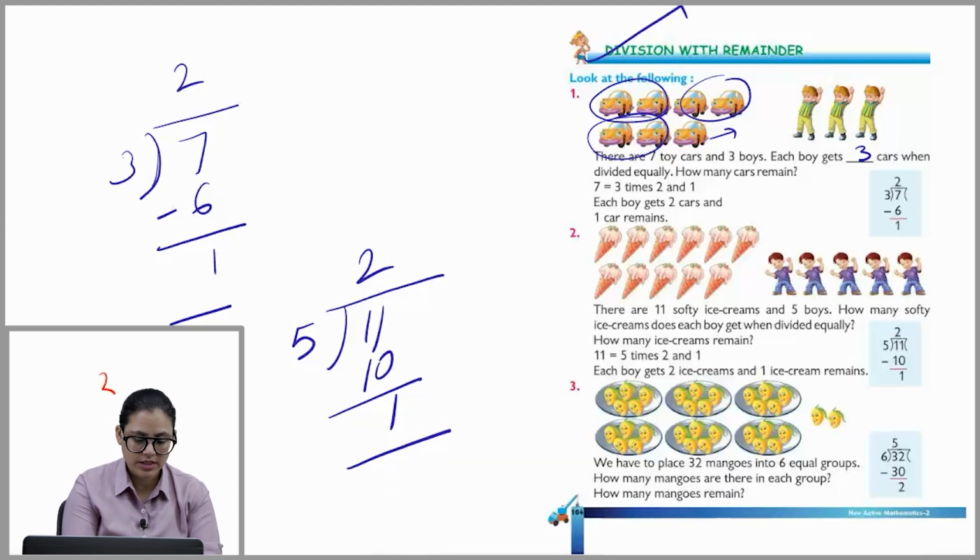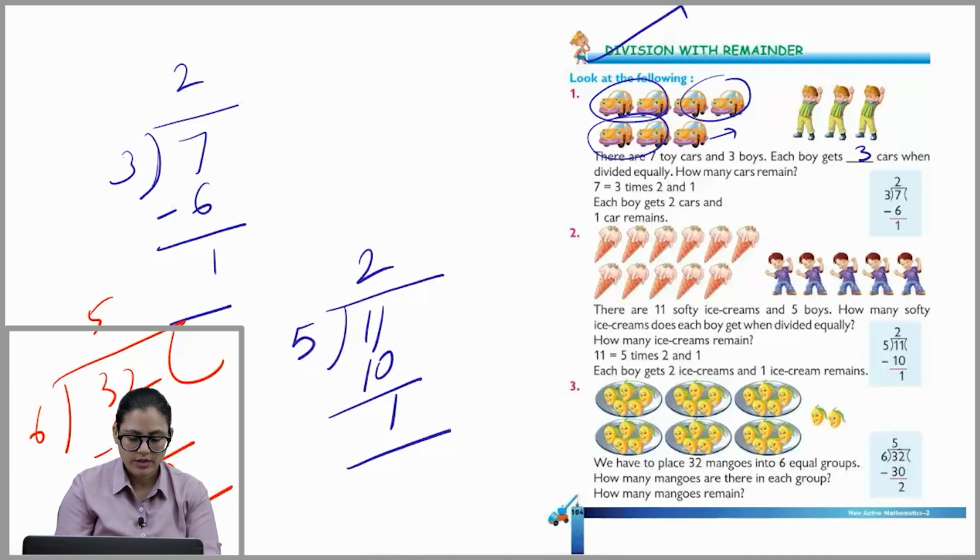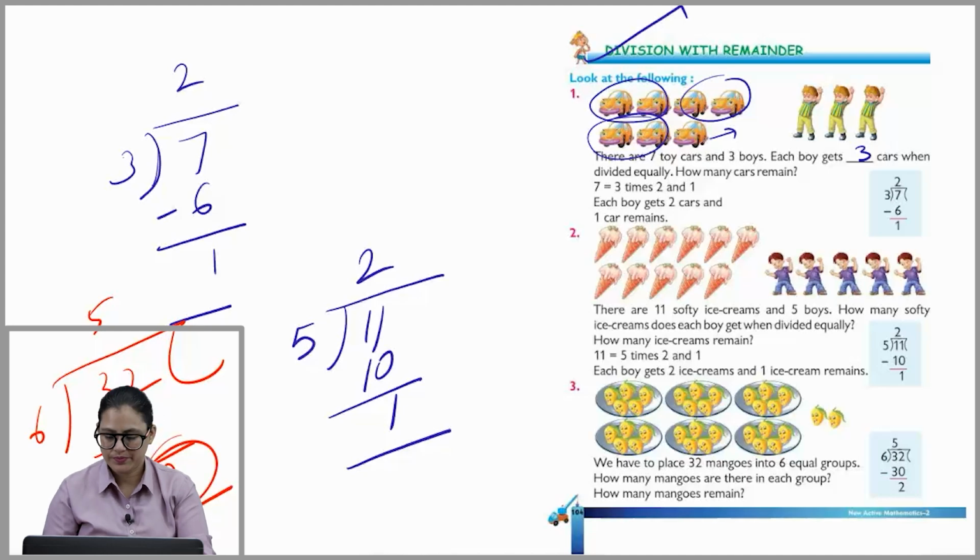You will divide 32 by 6. 6 5s are 30 and you will minus 2. Okay. How many mangoes remain? 2.